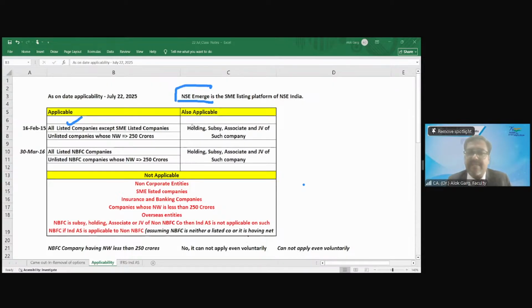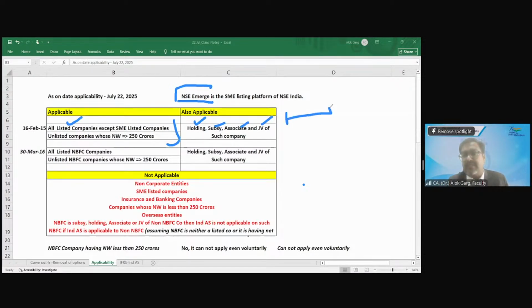Friends, if Ind AS is applicable on any company, for example Reliance Industries Limited, why is Ind AS applicable to Reliance? Because it's a listed company. Doesn't matter big or small, it's a listed company. So if Ind AS is applicable to a company, it is automatically applicable to the holding company of such company. It is also automatically applicable to the subsidiary, associate, and joint venture of such company.